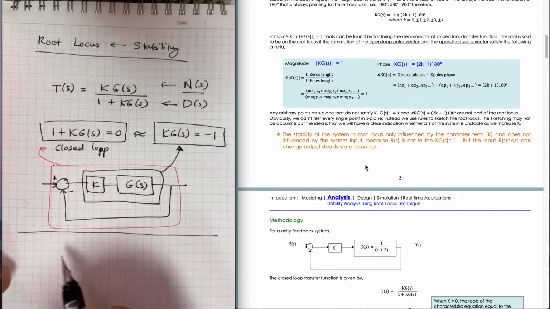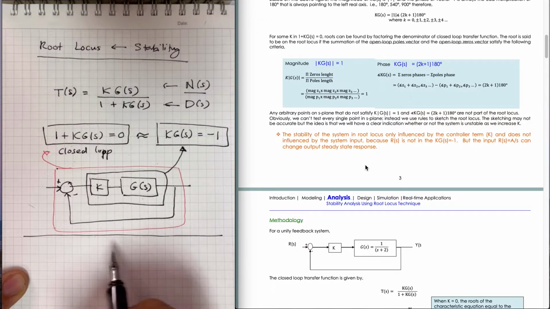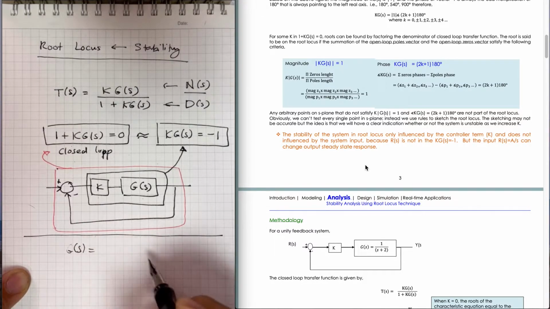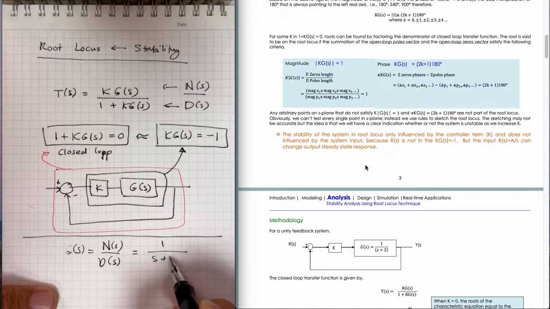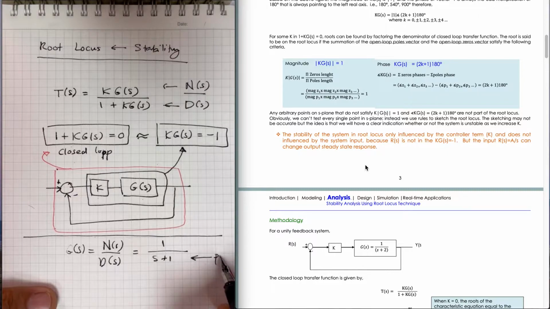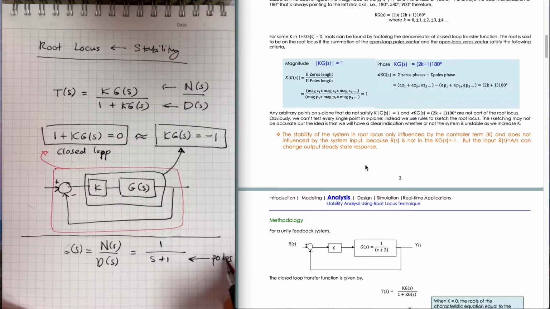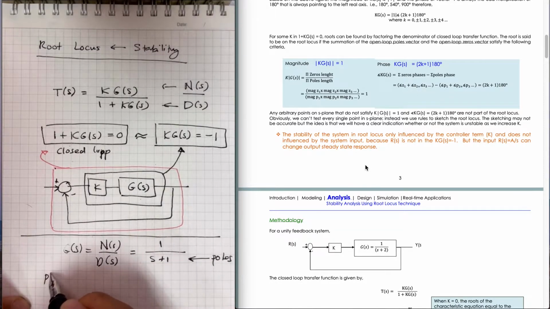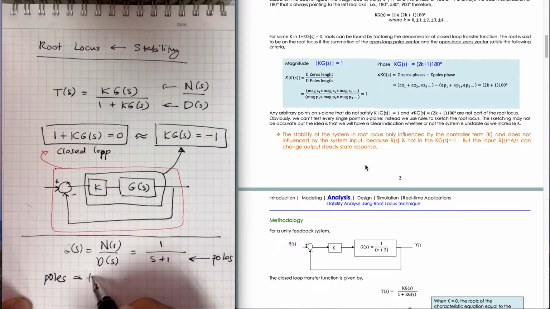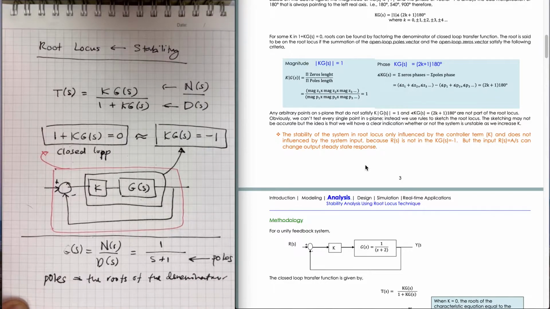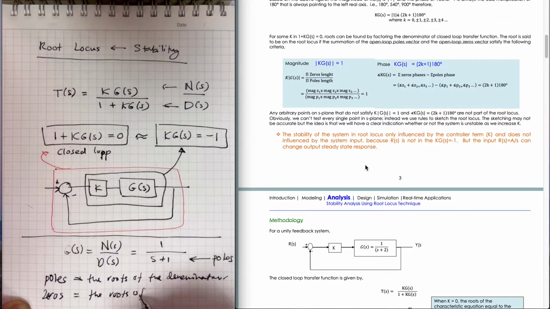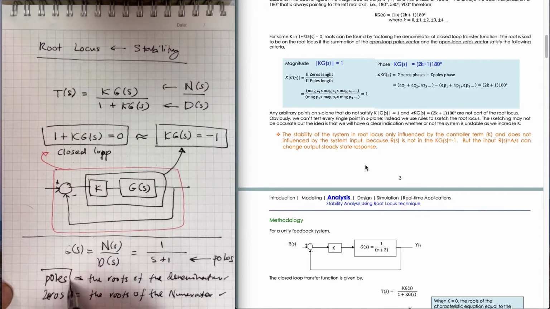What are poles and zeros? Previously we learned about the roots of the denominator and numerator. Say we have a system with a numerator and denominator, for example 1 over s plus 1. Poles are the roots of the denominator of the transfer function; poles is just the name. Zeros are the roots of the numerator of the transfer function. So we have poles and zeros.